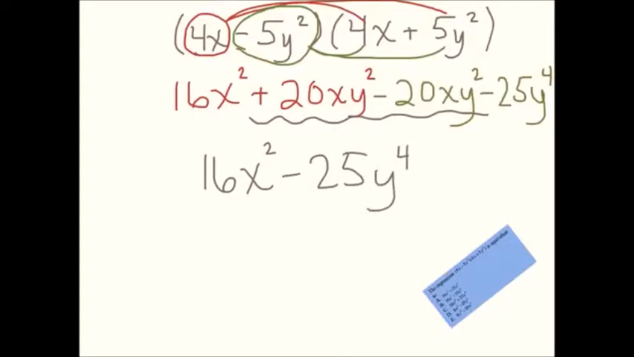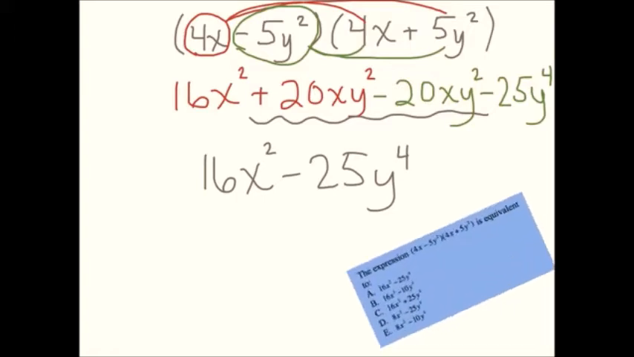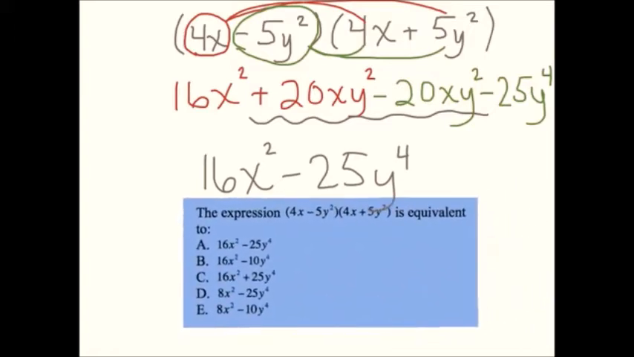Now, some of you probably noticed that you didn't even need to do all that distributing because you saw that they were essentially the same polynomial, except one was a minus and one was a plus. If you notice that shortcut, go ahead and use it. If not, this is always the foolproof way to multiply. And so you should have gotten your answer choice to be choice A.